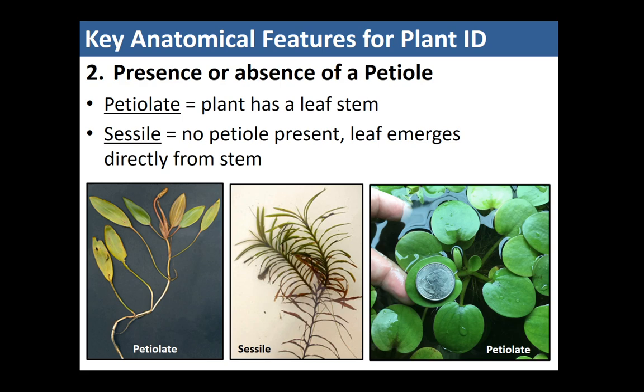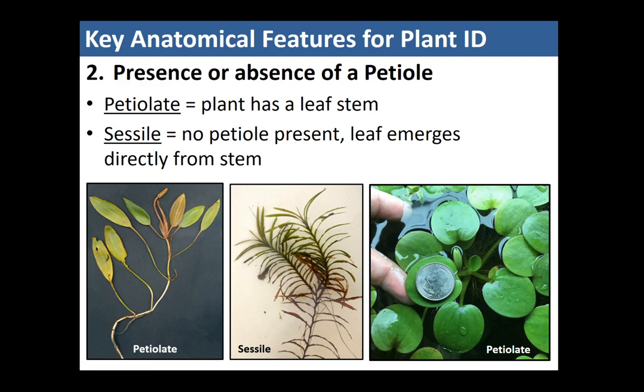All right, so let's get into number 2, the second key anatomical feature, and that is whether or not the plant has a petiole. A petiole is the botanical term for a leaf stem. So we say a plant is petiolate if the leaf has a stem that connects it to the main branch of the plant. On the very left-hand side here, the leaves of this pondweed are attached to the main stem by what's called a leaf stem or a petiole. So we would call this a petiolate plant.